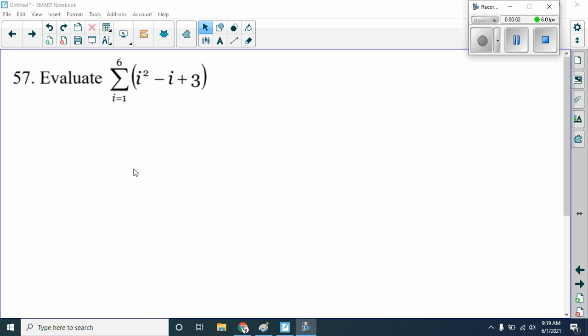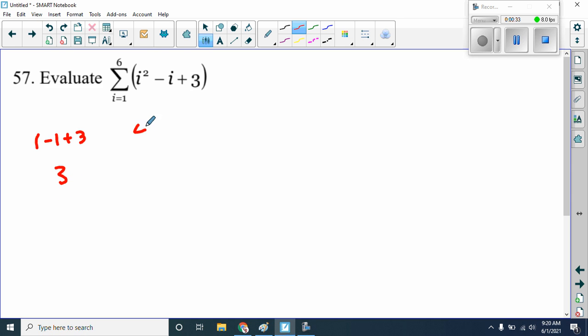Question number 57 asks us to evaluate this guy right here. This notation, i equals 1 at the bottom, tells us the first integer we are plugging in for i. The top number, in this case 6, tells us the last integer we're plugging in for i. And the big sigma here tells us that we're going to add those things up. So we start by plugging in the bottom number. Plugging in 1 gives me 1 squared minus 1 plus 3.